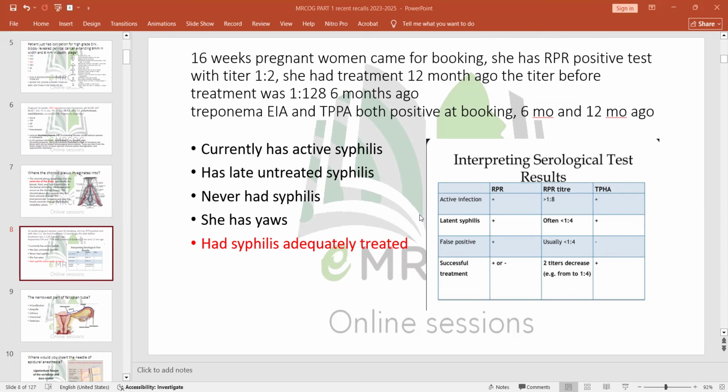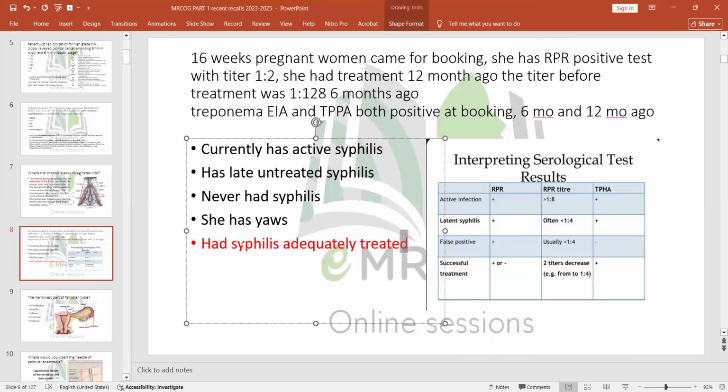Okay, this is improvement. Even if I don't know anything about the cutoffs of the titer, even if I don't know anything about the RPR titers, something was 1 to 128. And now it's 1 to 2. Okay? What do you think? Is it getting lower or higher?